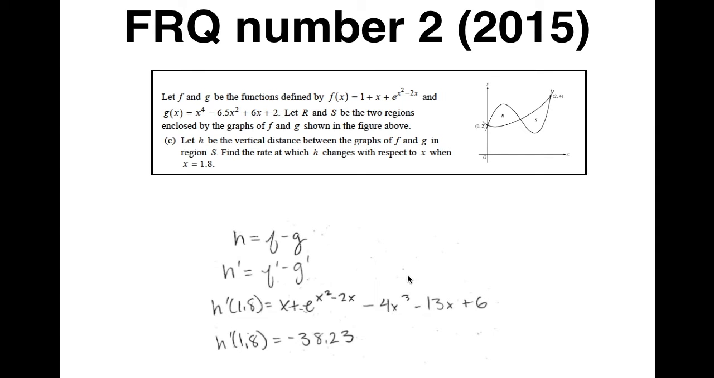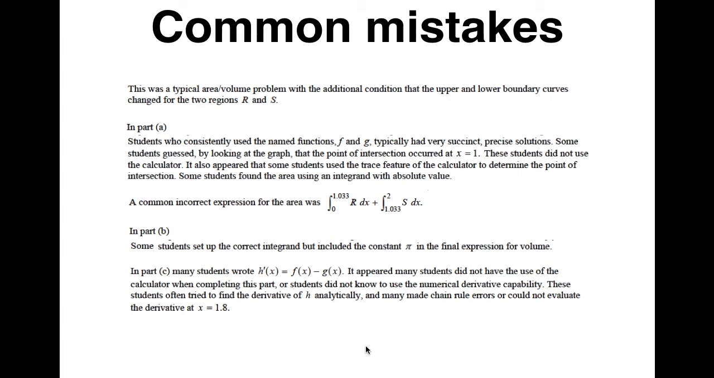The last student wrote this line correctly. H is the difference between f and g. Therefore, the derivative h prime equals f prime minus g prime, and that earned him a point. After that, he did not get the right answer. So he got 1 point here, but he did not get a point for the answer.